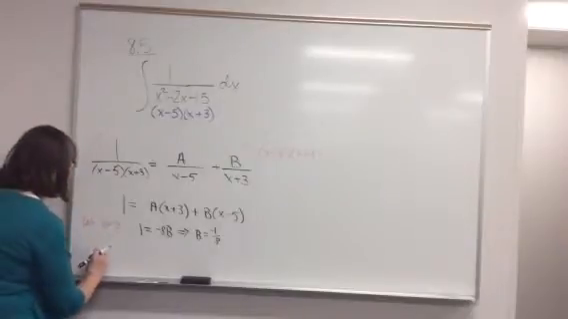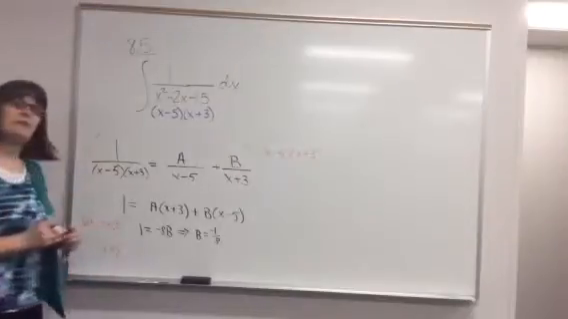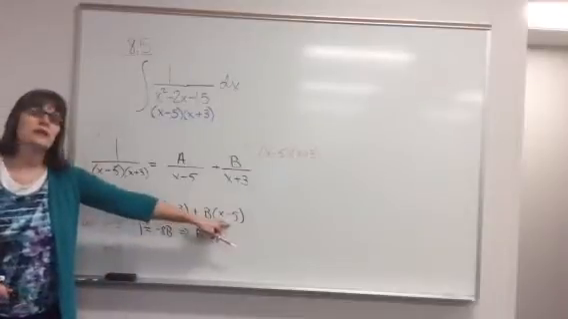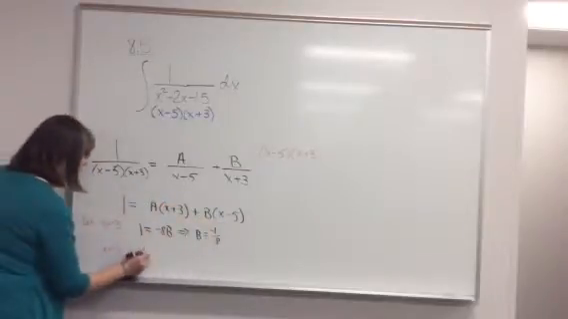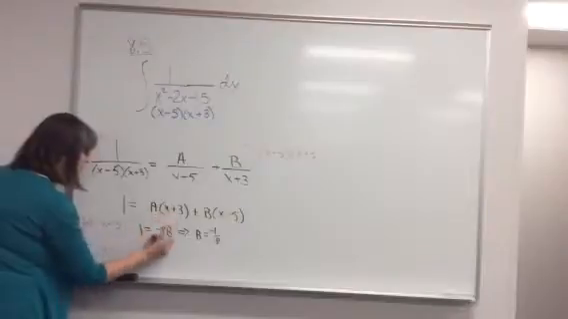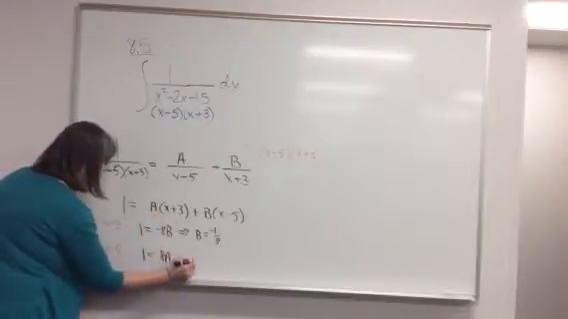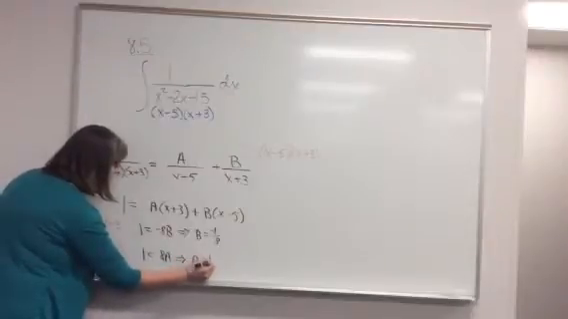Another convenient value for x would be 5. Because if x is 5, then this term cancels out. And we have 1 equals (5 plus 3), 8a. And so a is equal to positive 1 over 8.